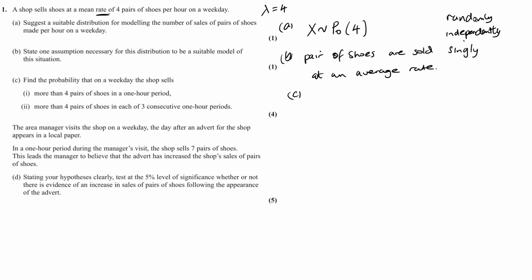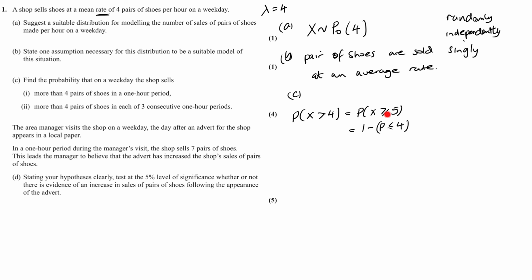Okay, part C. Find the probability that on a weekday the shop sells more than 4 pairs of shoes in a 1 hour period. So, probability that X is more than 4. First write it in terms of an equals: more than 4 means greater than or equal to 5. Greater than or equal to 5 would be 1 minus the probability that X is less than or equal to 4. So that's the process to make sure you never make a mistake on these.